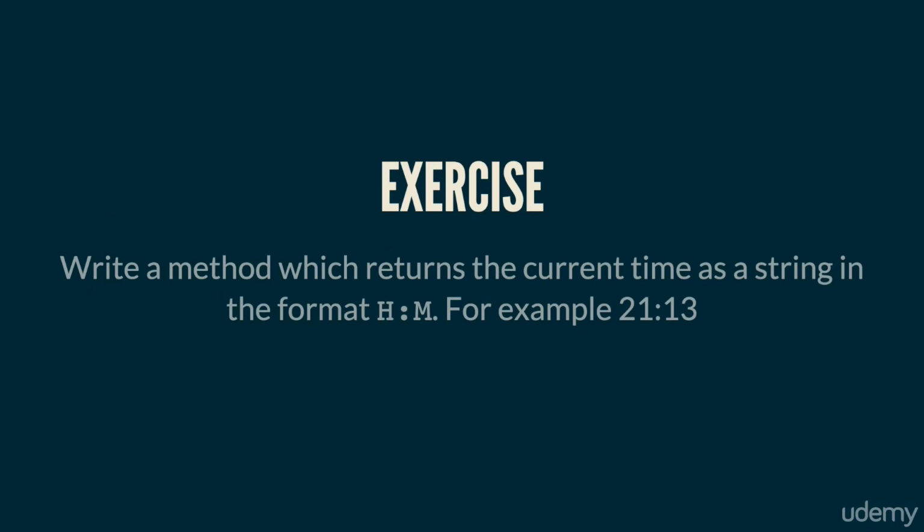Using the strftime method and the Ruby documentation, I'd like you to create your own time format. Write a method which returns the current time as a string in the format hour:minute. For example, 21:13 for 13 minutes past 9 p.m.